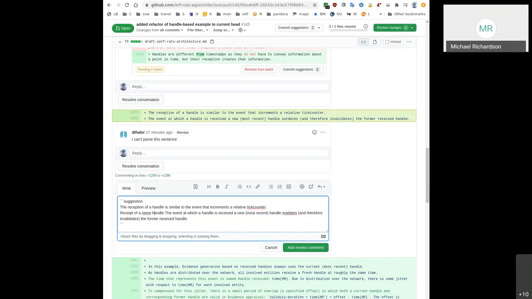Receipt of a new handle invalidates a previous handle. Is that correct? I before E except after C. Received, the term. I was always writing reception because I did not know how to phrase it. Well, you can write reception or you can write receipt. What do you prefer, Dave? Receipt with a P. Receipt. I think I agree. It's okay. I think receipt reads better.